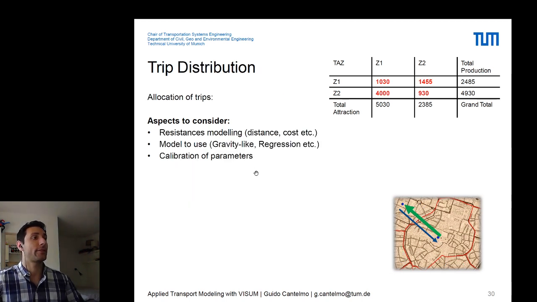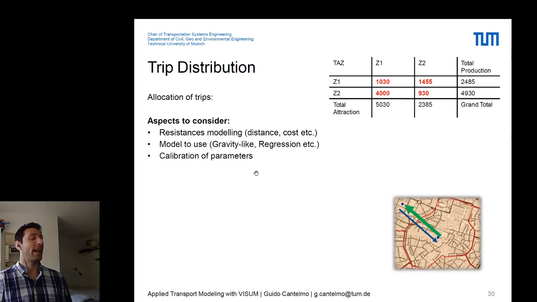Then, phase 2, the trip distribution. As we said before, trip distribution says where these people are actually coming from and where they are going. So for instance, in this case, we have 1,000 people making internal trips for zone 1, and 1,500 people going to zone 2. While for zone 2, 4,000 people are going to zone 1 and roughly 1,000 are staying.